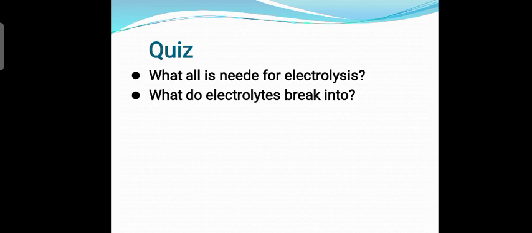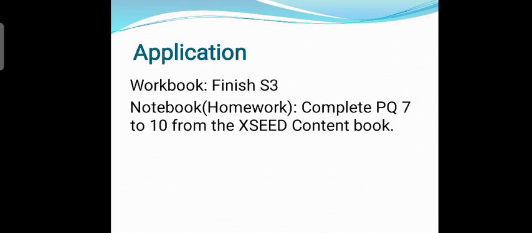Now there are some quiz questions, try to solve them. What all is needed for electrolysis? What do electrolytes break into? Now students, try to finish your S3 of the volume book and complete practice questions from the Exceed content book.